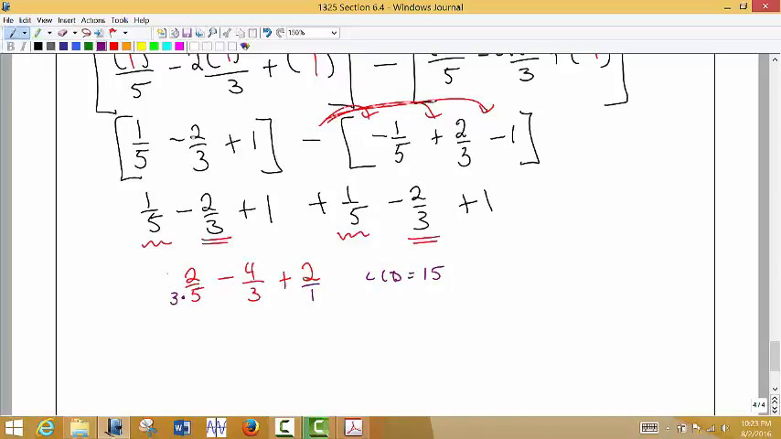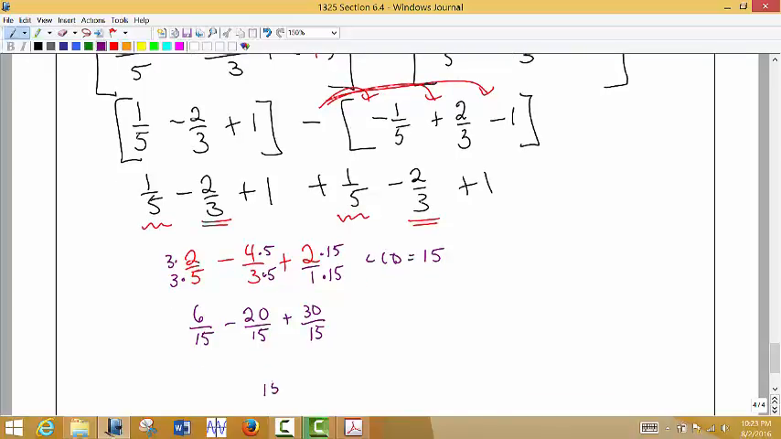So let's give them all a common denominator of 15. So I get 6 over 15. Multiply top and bottom here by 5, so I get negative 20 over 15. Multiply top and bottom here by 15, so I get 30 over 15. Keep the same denominator and combine all the numerators together. So 6 minus 20 is negative 14, plus 30 gives me a positive 16.